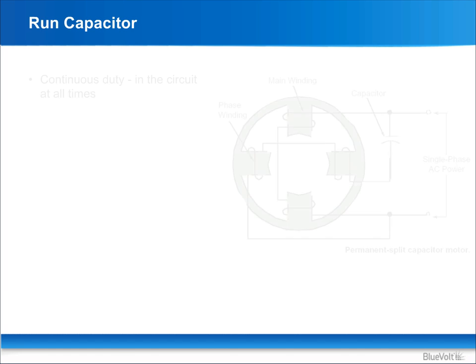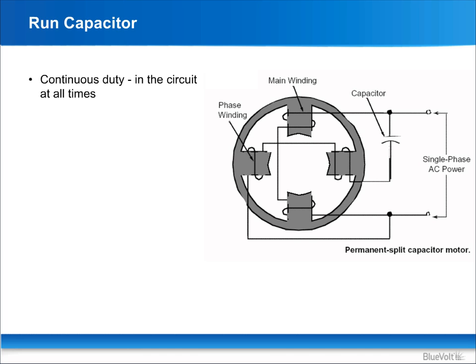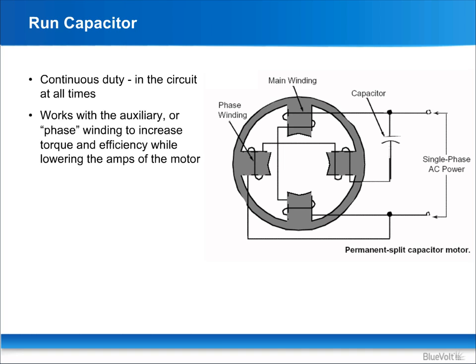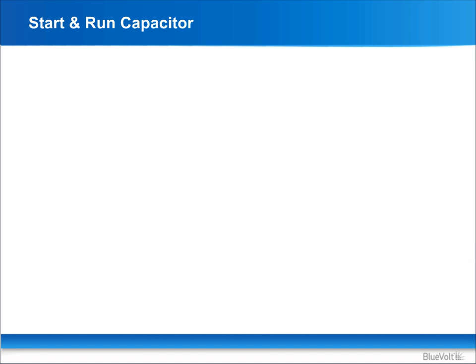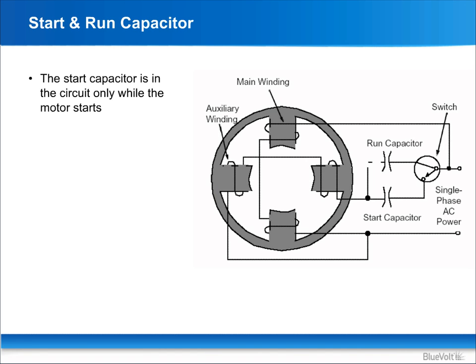A run capacitor works continuously. It is in the circuit at all times. A run capacitor works with the auxiliary or phase winding to increase torque and efficiency while lowering the amps of the motor. The run capacitor has a lower microfarad value, typically 5 to 15 MFD in most HVAC applications. In the case of a capacitor start capacitor run motor, the start capacitor is in the circuit only while the motor starts. The run capacitor is in the circuit at all times.